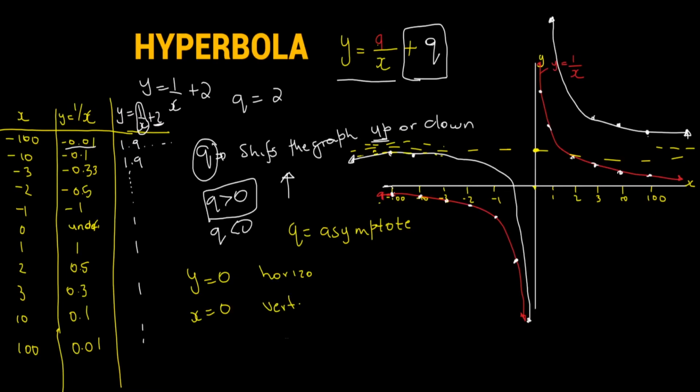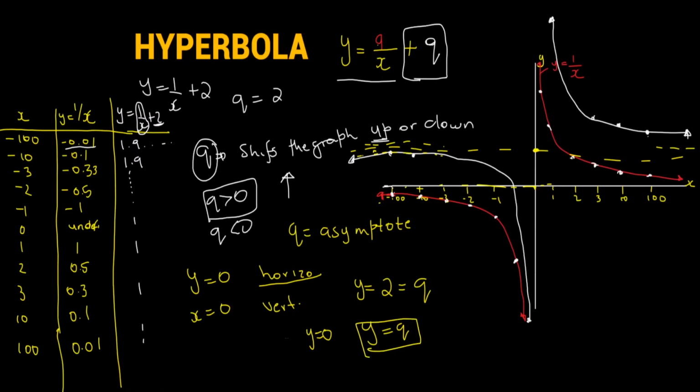So now we can see what changed here is the horizontal asymptote, which is the y asymptote. You can see that it moved from y equal to 0 to y equal to 2, which is also y equal to q. So q is not only shifting the graph, but also shifts the asymptotes. We had y equal to 0 as our asymptote. Now y is equal to q. So the value of q is also the equation of the horizontal asymptote.